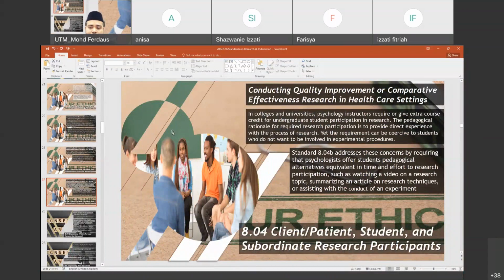Okay, now it's 11:38. I tend to stop at 11:30. But never mind, there are still a lot more to discuss in research and publication. So a heads up for you.